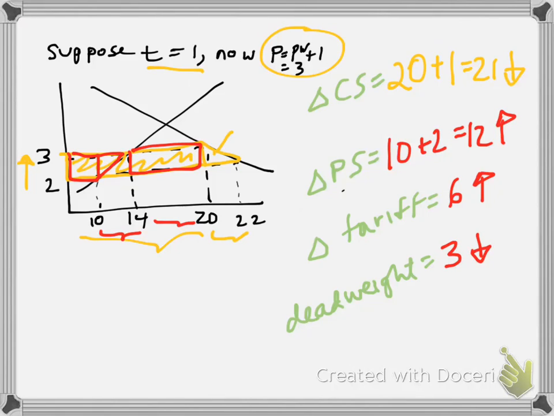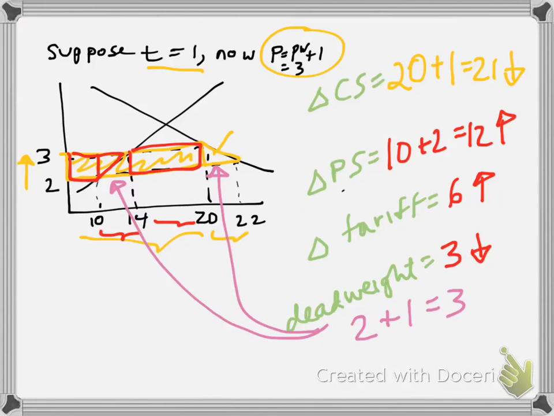And that 3 loss corresponds to our deadweight loss triangles, which we can think of as here and here. And these two triangles, right, if we measure them, one has length 4 and height 1, so that's 2, and the other has length 2 and height 1, so that's 1. So the two triangles indeed add up to 3, and that's the deadweight loss from the effects of the tariff.